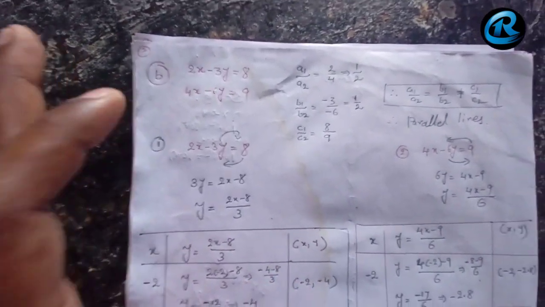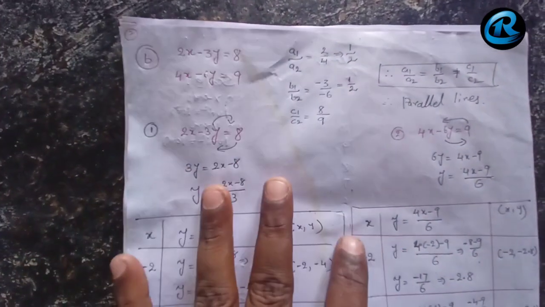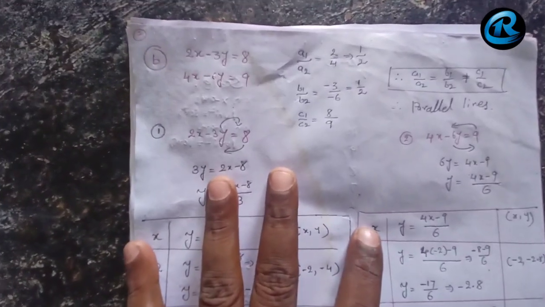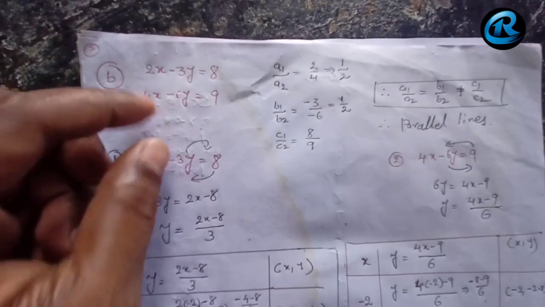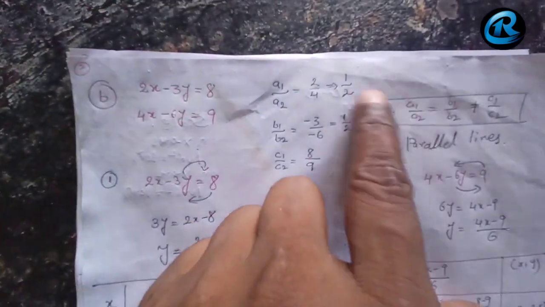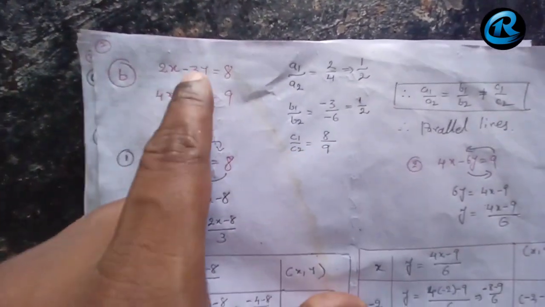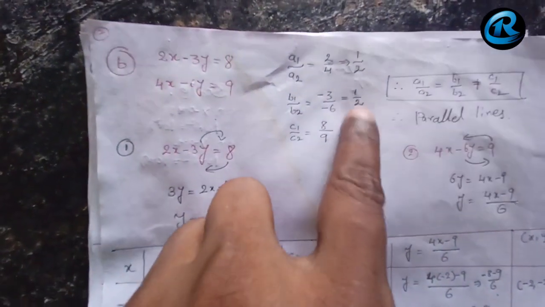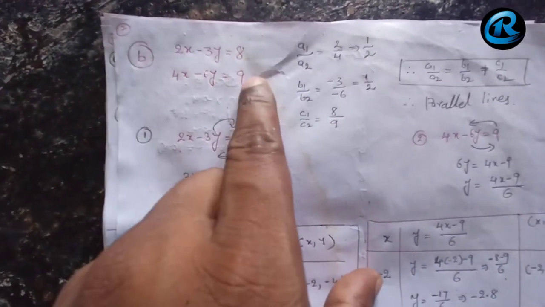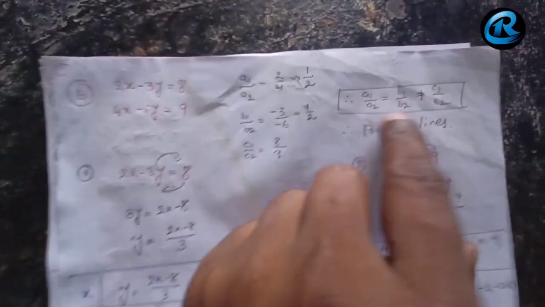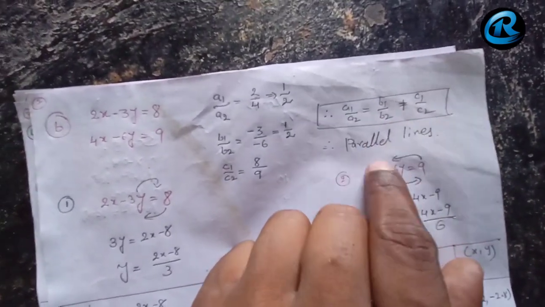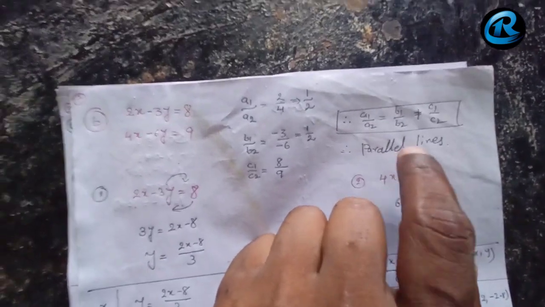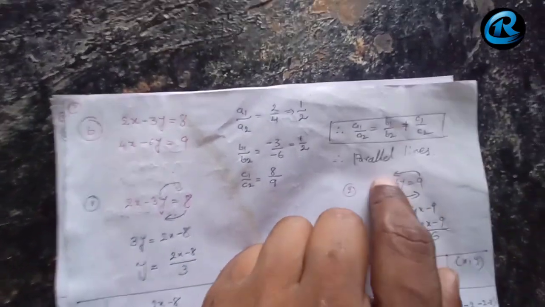First of all, let us see what kind of graph we are going to get. Let us see the a1 by a2, b1 by b2, c1 by c2 values. a1 by a2: 2 by 4, that is nothing but 1 by 2. b1 by b2: minus 3 by minus 6, that is equal to 1 by 2. c1 by c2: 8 by 9. So here a1 by a2 is equal to b1 by b2 is not equal to c1 by c2. So we get parallel lines. So the solutions are inconsistent here.